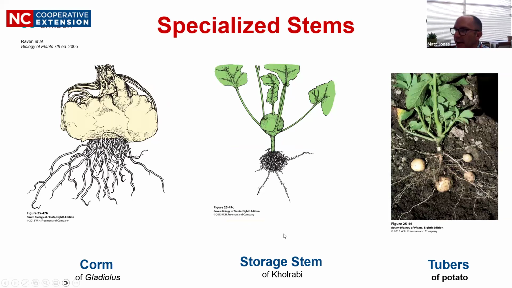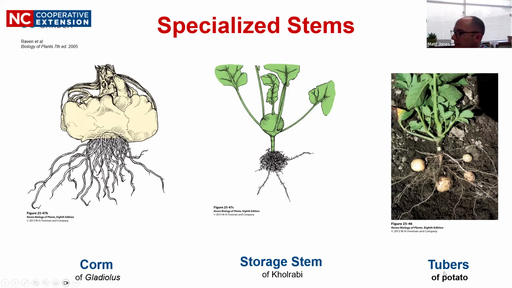Stems can also be modified into specialized structures. Sometimes they can be above ground or below ground, but either way modified for storing starches. If it's a swollen stem that's above ground and it has a thin papery covering called a tunica, it's said to be a corm, like in gladiolus. Kohlrabi is an example, just a straight up storage stem, just a swollen base. They store starches there. And if it's an underground swollen stem for storage, it's called a tuber.